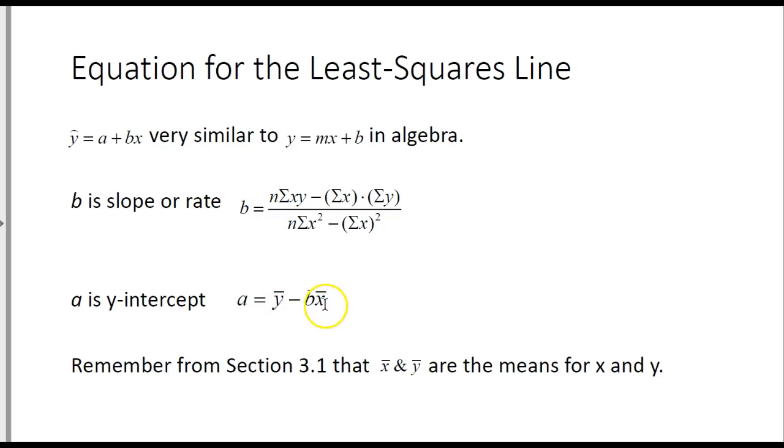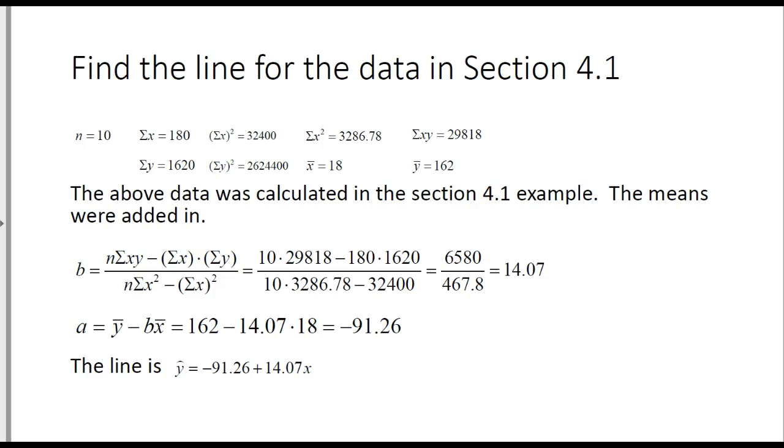So keep in mind that x bar and y bar are the means that we calculated when we did mean, median, and mode, but just the mean. So we have a lot of these calculations already from the previous section. I did add in here the average of the x's. Remember, the x's total up to 180, and there were 10 of them. If you divide that, you get the average of 18. Also, the average of the y's is 162. So pushing that through the formula here to find the b, I get 14.07.